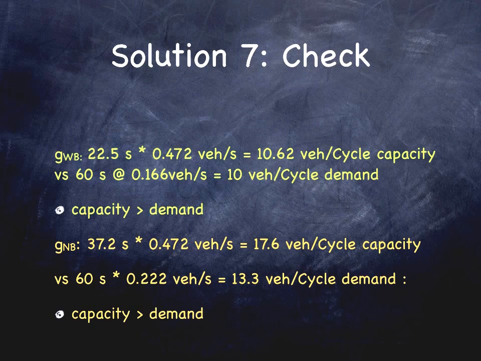Looking at the northbound approach, we can do a similar calculation. We have 37.2 seconds of green time and a server rate of 0.472 vehicles per second. That gives us 17.6 vehicles per cycle capacity. Our demand is 60 seconds times 0.22 vehicles per second, and that's 13.3 vehicles per cycle. Since 17.6 is greater than 13.3, our capacity exceeds our demand, and we're okay. There'll be no spillovers.